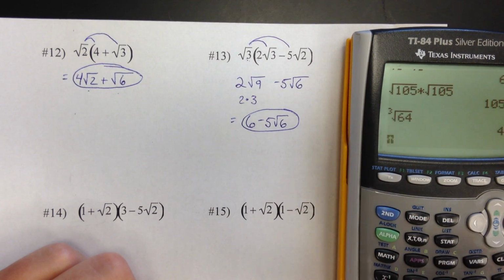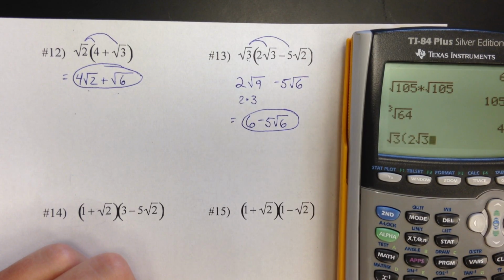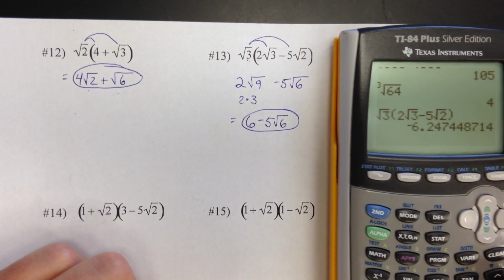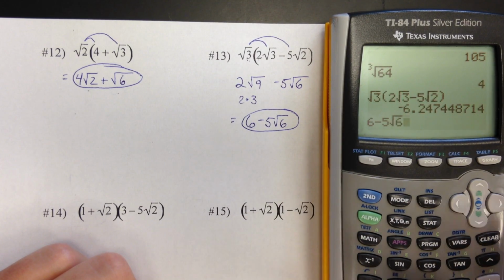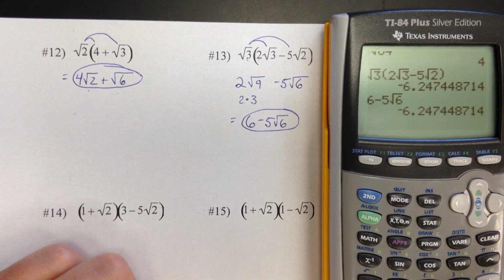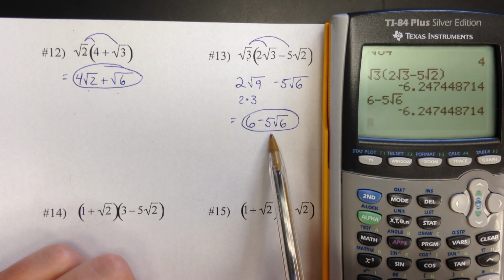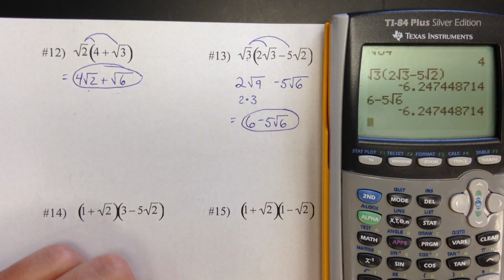Now real quick, if I want to check it, square root 3 times 2 root 3 minus 5 root 2, close parentheses. I get a decimal value. I get negative 6.24. My answer is 6 minus 5 root 6. I should get the same thing, and I do. That tells me that this is equal. So that's the end of part 1 of the notes. Go ahead and stop and then move to part 2.